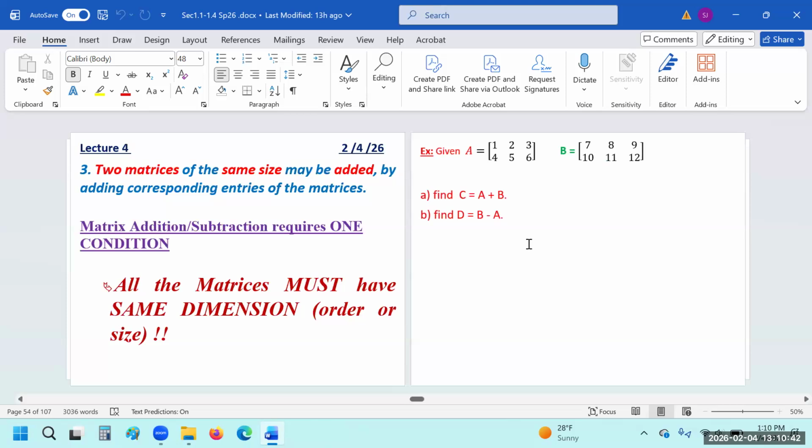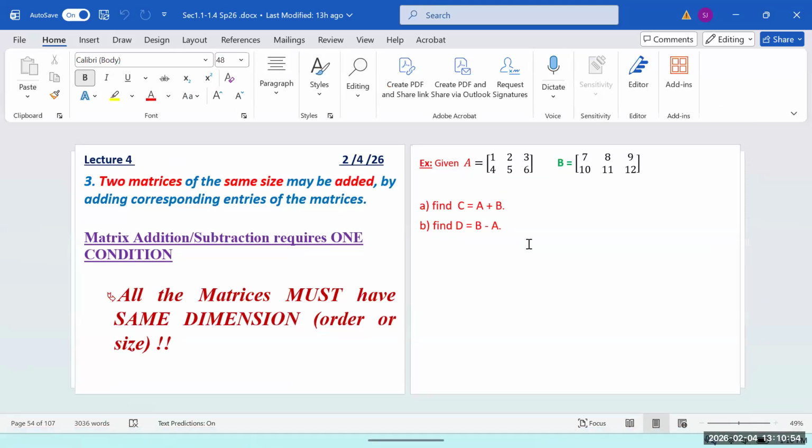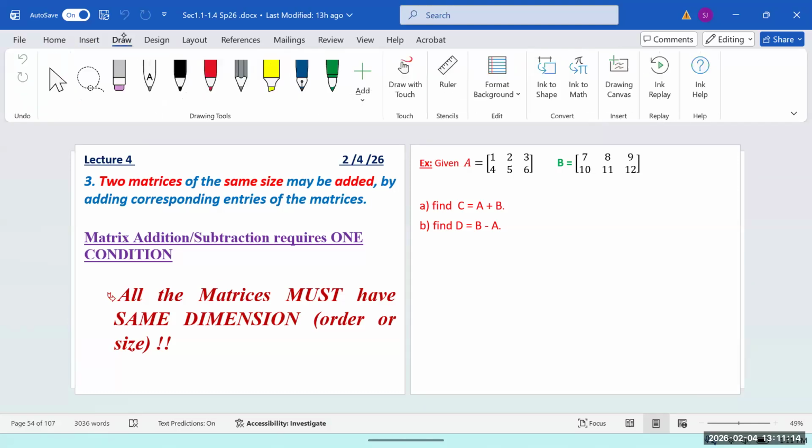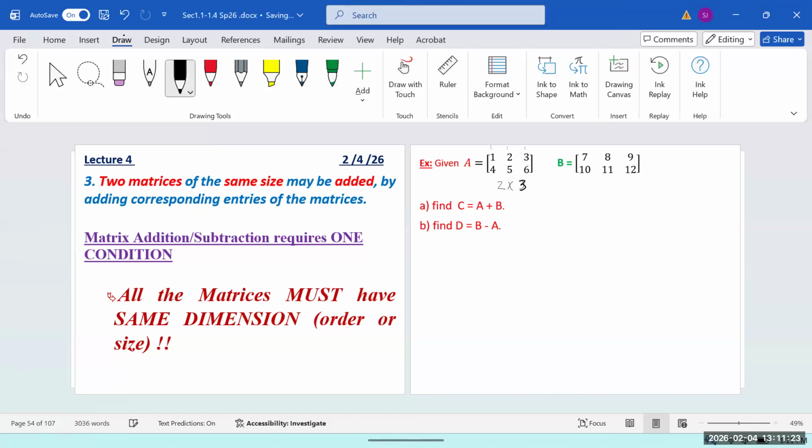So we are going to do some examples. Here, we have matrix A. Let me write down its dimension. Matrix A has 2 rows and 3 columns, so the dimension of A is 2 by 3. Therefore the dimension of B is also 2 by 3. Since we have the same dimension, we can add them and subtract them.